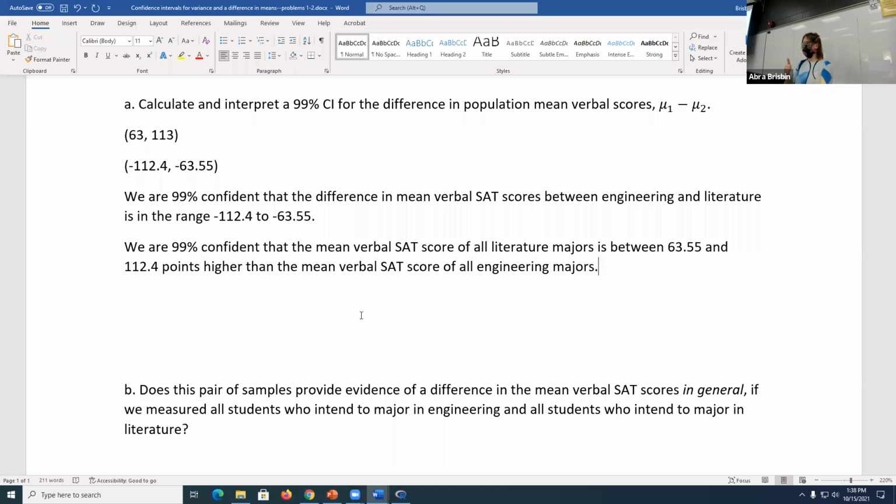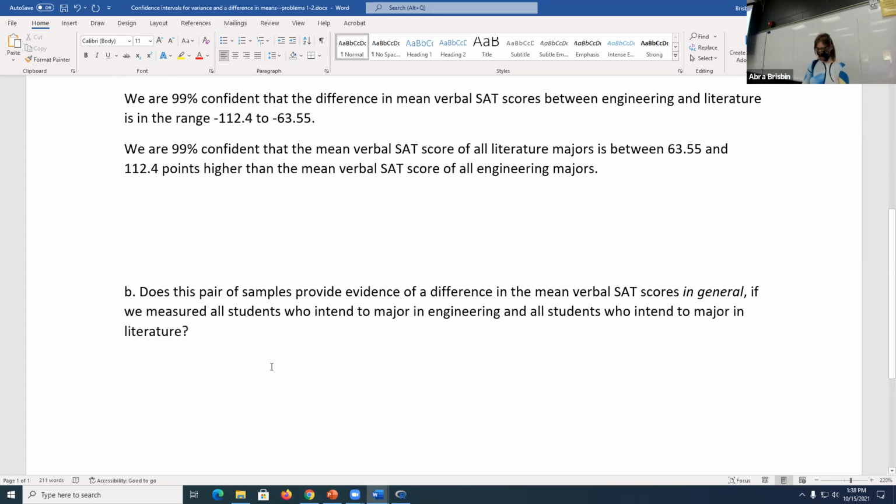Yeah, I would say thumbs up here. What about the confidence interval is telling us that there's evidence that those two means are different? Maria? Zero is not in it. Exactly. So yes, because 0 is not in the confidence interval.